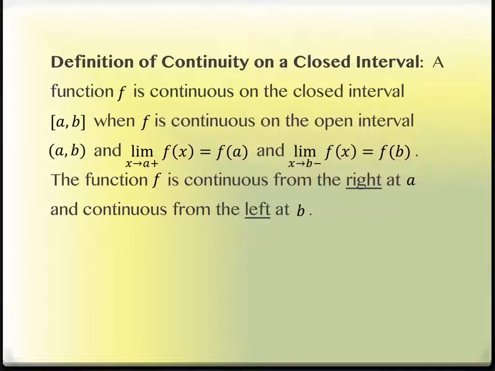We talked about continuity on an open interval, so we're going to talk about continuity on a closed interval next. A function is continuous on a closed interval [a, b] when f is continuous on the open interval (a, b), and the one-sided limits as you approach a from the right and b from the left are actually the function values. A function is continuous from the right at a, and from the left at b.